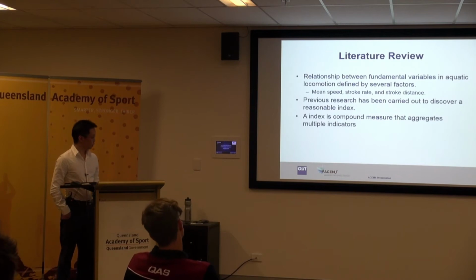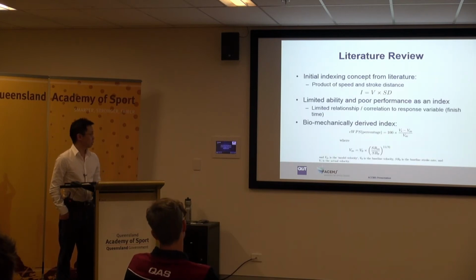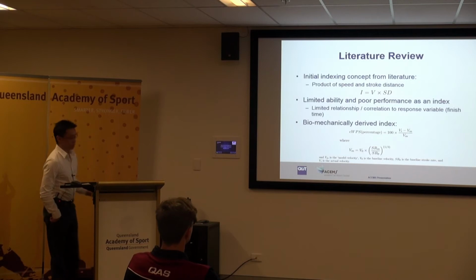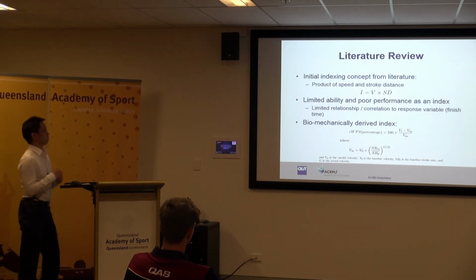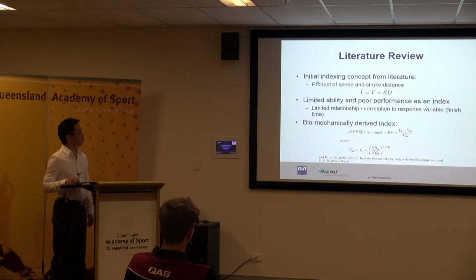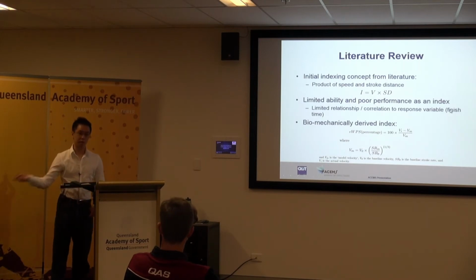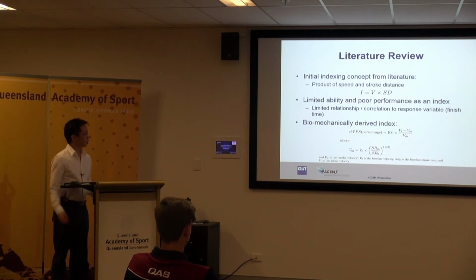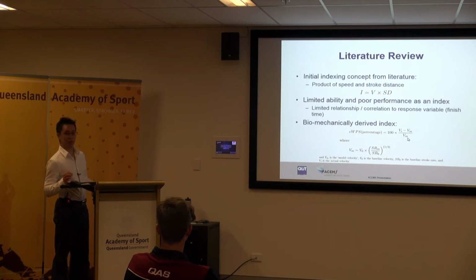An index is a compound measure that aggregates multiple indicators. Some of the indices he looked at: a simple one was the product of the speed and stroke distance, which he found had limited ability and poor performance as an index in terms of its predictive power. He also looked at the effective work per stroke, which was a biomechanically derived index, and it's probably pretty safe to say that people in this room would know this much better than I would.